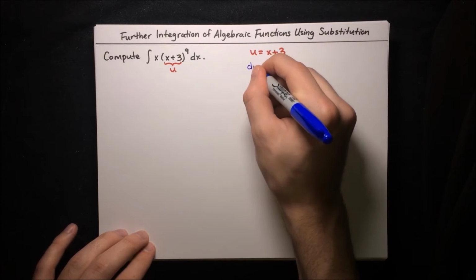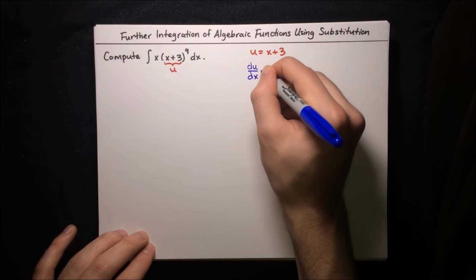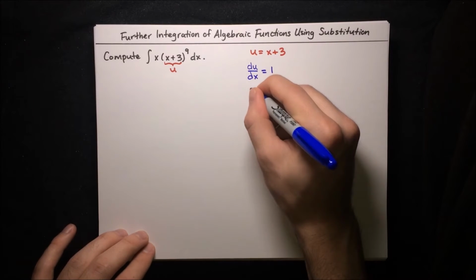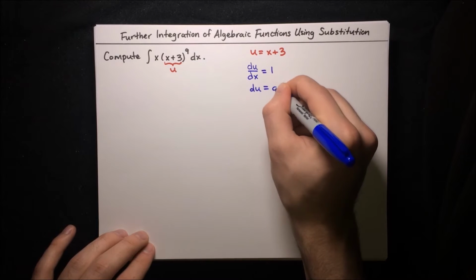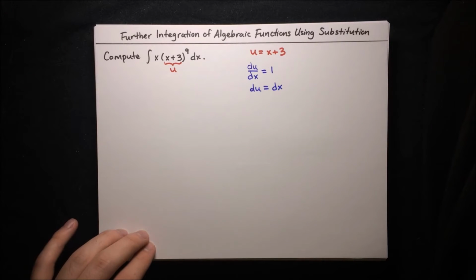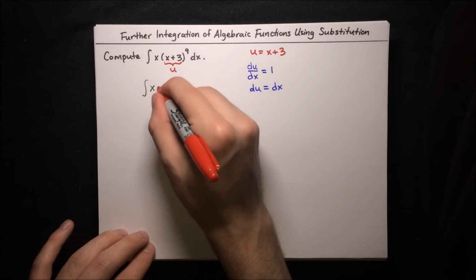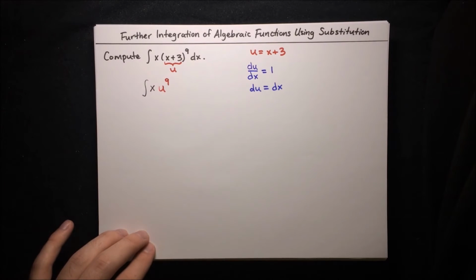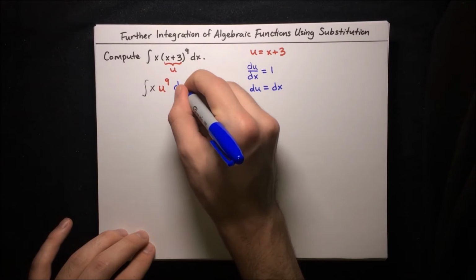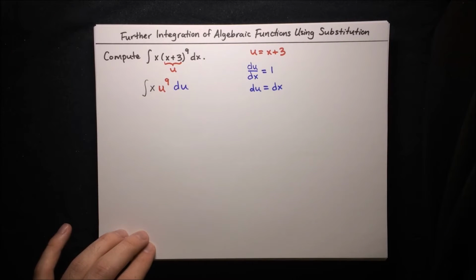We find du dx, that's just 1, so that means du equals dx. And we can write our integral again. It's equal to x times u to the 9th power, and then dx is the same as du. But wait a second, something looks a little bit weird. We still have an x in the integral here. When we do substitution, that's not supposed to happen. We should get our entire integral in terms of u. So we've got a little issue here.